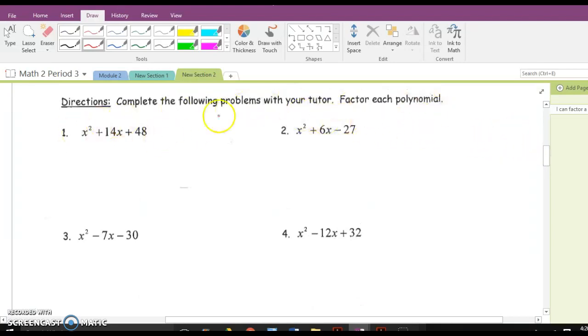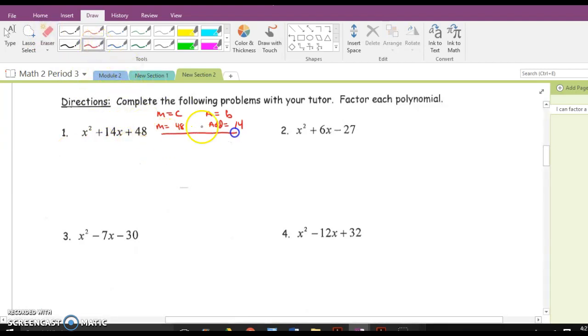So today we said if we wanted to write this in factored form, this is what we call factoring. And if we want to factor, what we do is we look for the numbers that multiply to give us C and add to give us whatever B is. So in this case, we want to find the numbers that multiply to give us 48 and add up to give you 14.